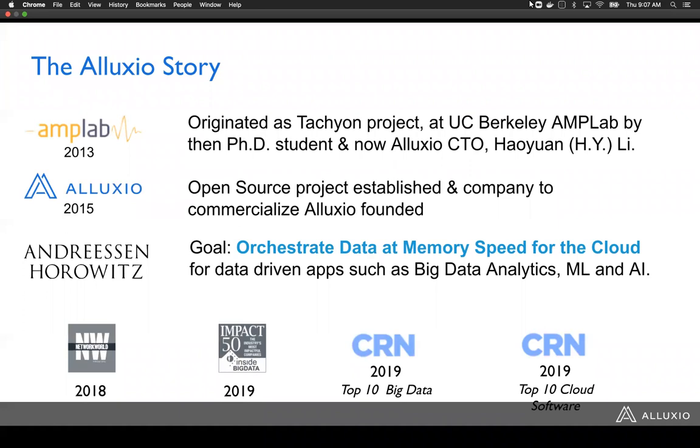Okay, so here we go. If you look at the Luxio project, the project itself began as a research project in 2013 at the AMP Lab in UC Berkeley. Now it's been about 4 years that the company has been established. It's well-funded, and the goal that we have at Luxio is to orchestrate data at memory speed for the cloud. And what does data orchestration even mean? That's something I'll get into in some detail in the rest of the talk. So stay tuned for that.